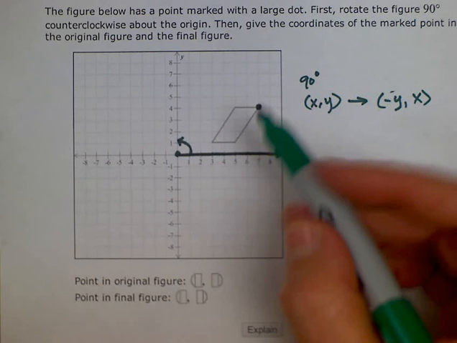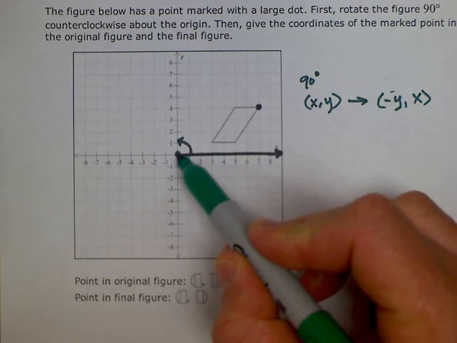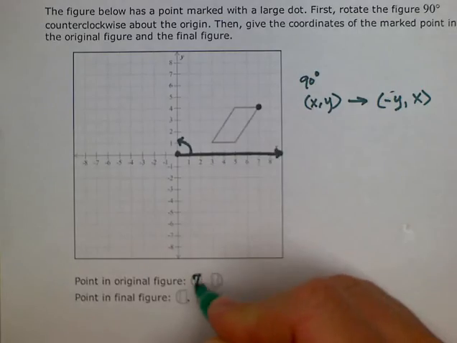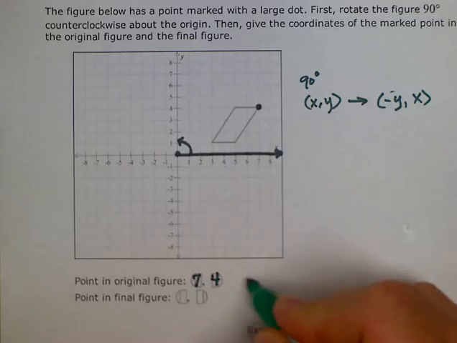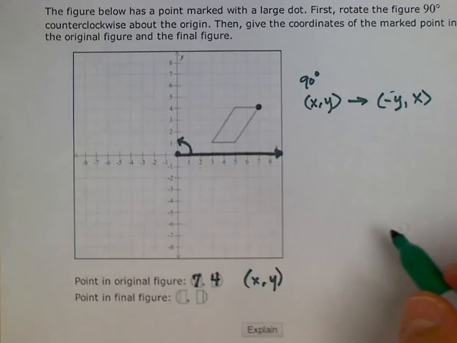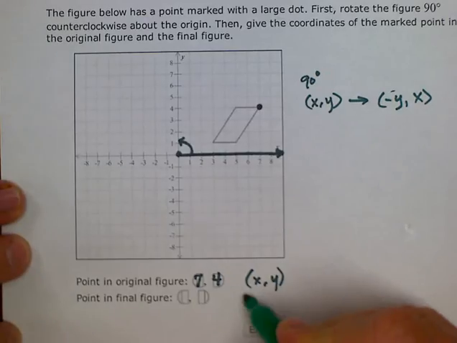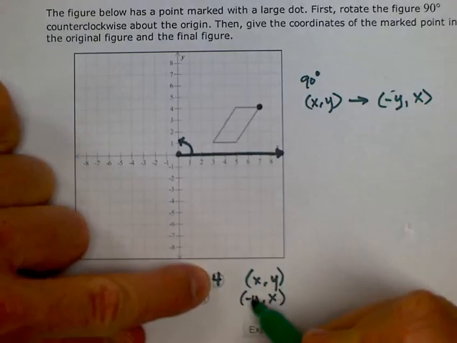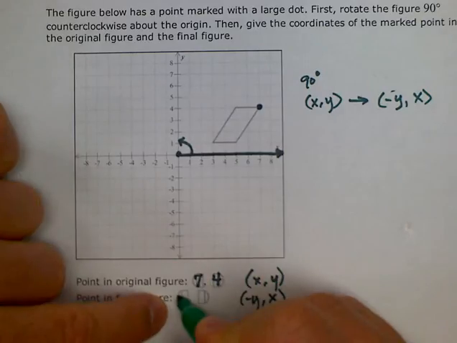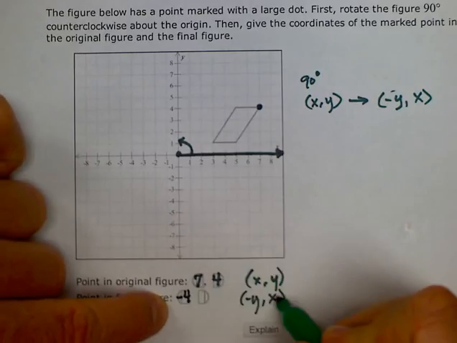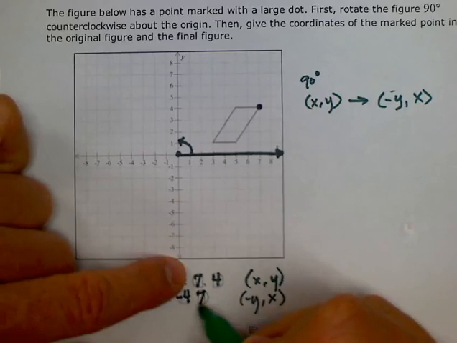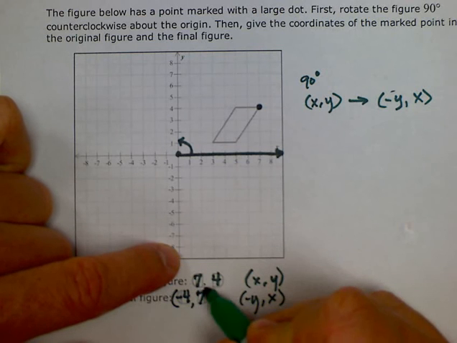So let's see what this point is. If we come over here, we're going over 7 and up 4. So we have a value of 7, 4. 7, 4 is my x, y value. Now if I want to turn this into a negative y, x value, I would have my y here, which is a 4, and I would make it a negative. So I could put in negative 4 here, and then I would take my x value, which is 7, and I would put it here for the y value. So my new coordinate is going to be negative 4, positive 7.